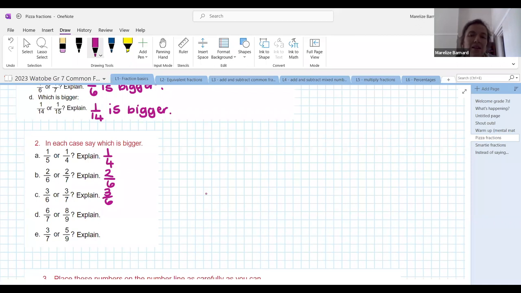Okay. 6/7 or 8/9? Now we have to think. Which is bigger? 6/7 or 8/9? Now it's getting lit. 6/7 or 8/9? So what are we saying? We're all saying 6/7. Is no one going for the 8/9? Sasetu's saying 8/9.